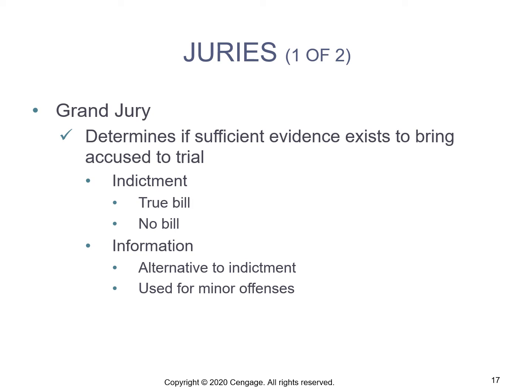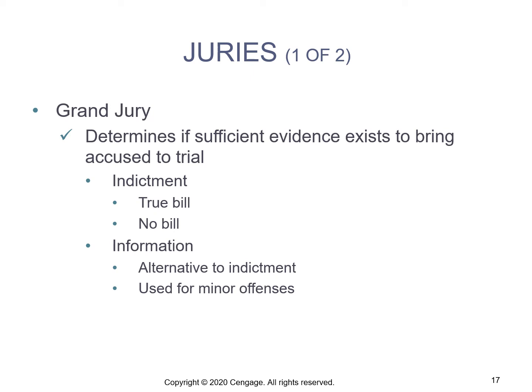They consist of 12 people. An indictment is a formal written accusation by a grand jury against a person charged with a crime when it's been determined that there's sufficient evidence to bring the person to trial. The grand jury will say, we have a true bill if they think the person should be indicted, and they say it's a no bill if they think there's not enough evidence for the person to be indicted.